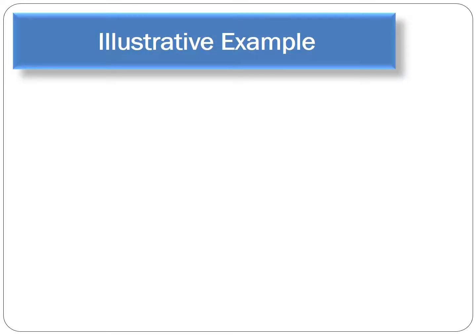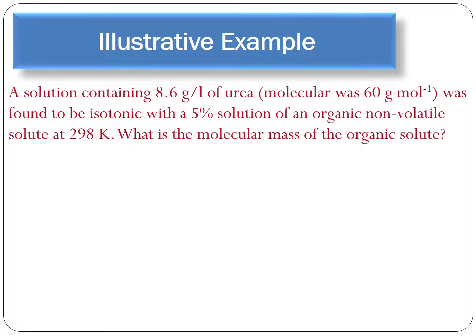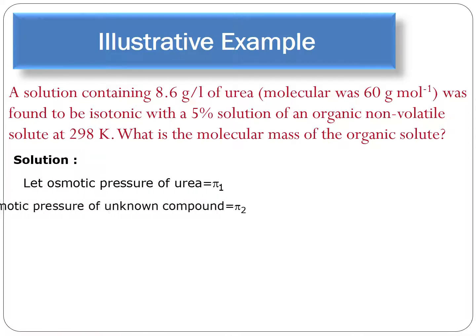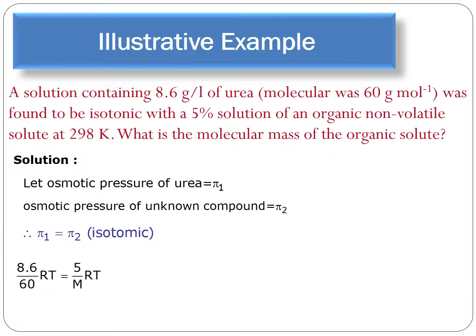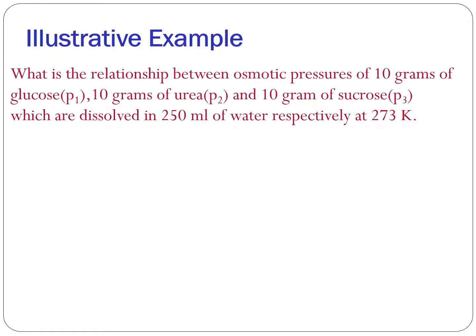Now, an illustrative example on this. A solution containing 8.6 gram per liter of urea was found to be isotonic with a 5% solution of an organic non-volatile solute. What is the molar mass of the organic solute? So we take the osmotic pressure of urea to be pi 1 and the osmotic pressure of the unknown compound as pi 2. Because pi 1 equals pi 2, therefore with CRT on both sides, we get the molecular mass of the organic solute as 348.9.